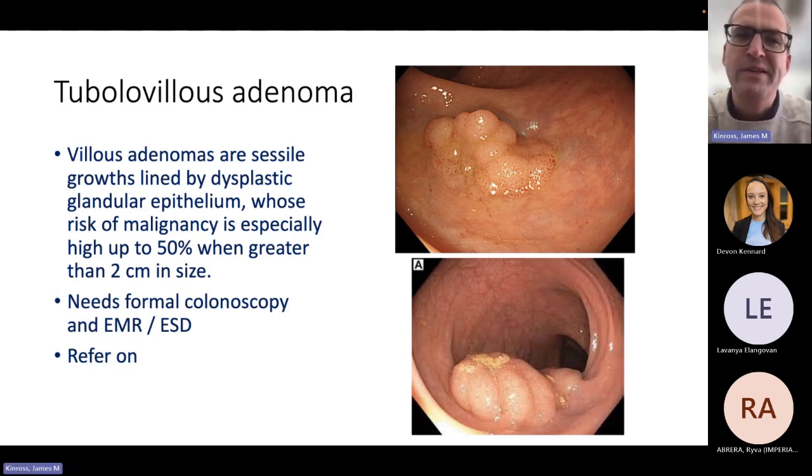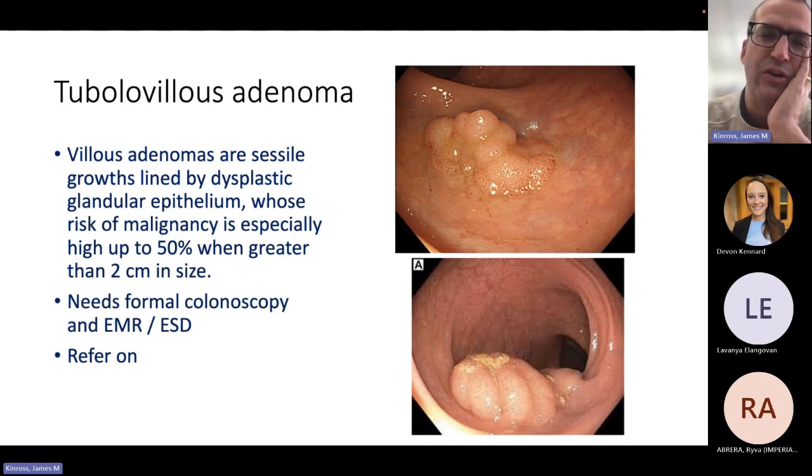This is a bit more worrying. This is something called a tubulovillous adenoma. Villous adenomas are what we call sessile growths, so it means that they're kind of like carpeted, right? And typically they have cells which are beginning to undergo changes on the pathway towards cancer, and the word for that is dysplasia. The larger those polyps, the higher the risk that either they harbor a bit of cancer within them, or that they're going to become cancer in the future. So again, if you're seeing anything like this, what you want to do is take a photograph, document it, describe it, and seek a second opinion.